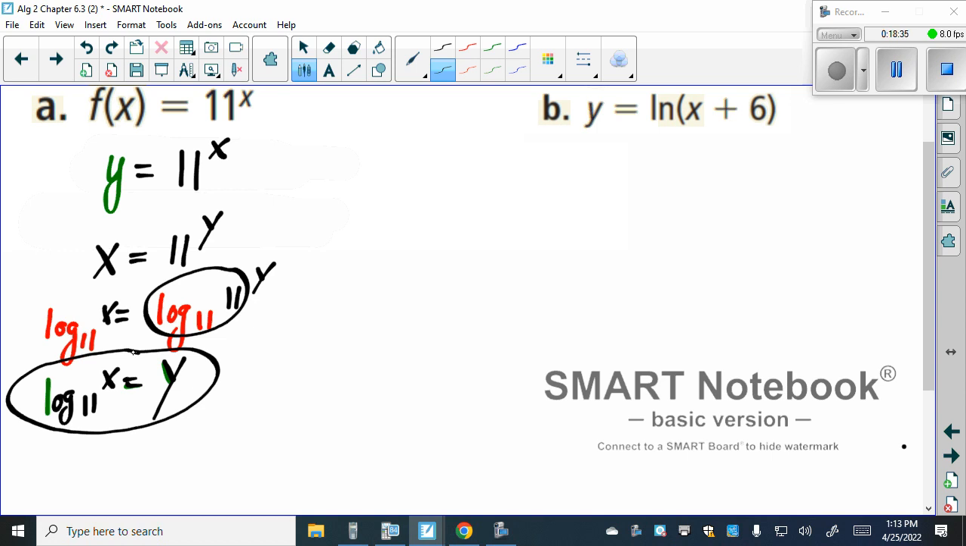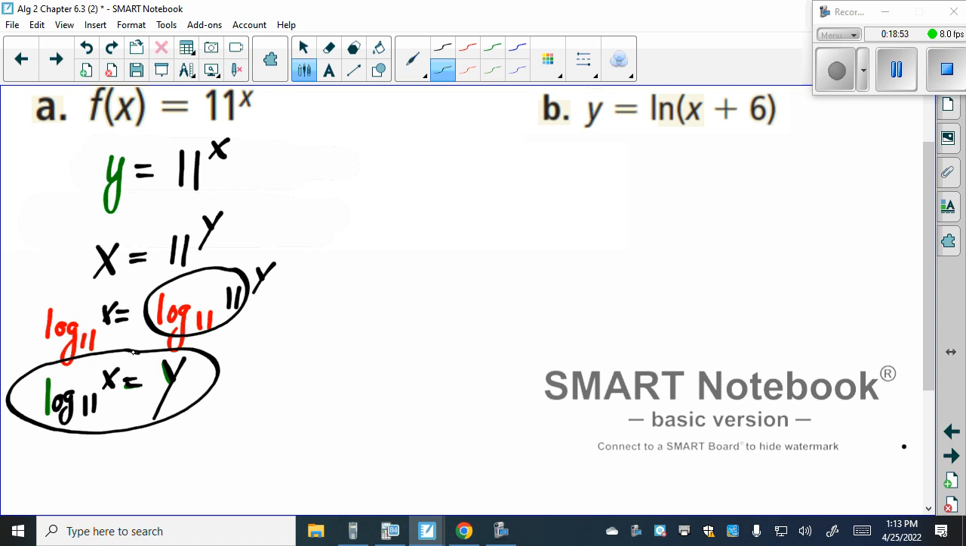And we'll be using this property and the one we're about to use here, especially when we start solving. It's going to make solving these a lot easier to work with. Any questions on A?